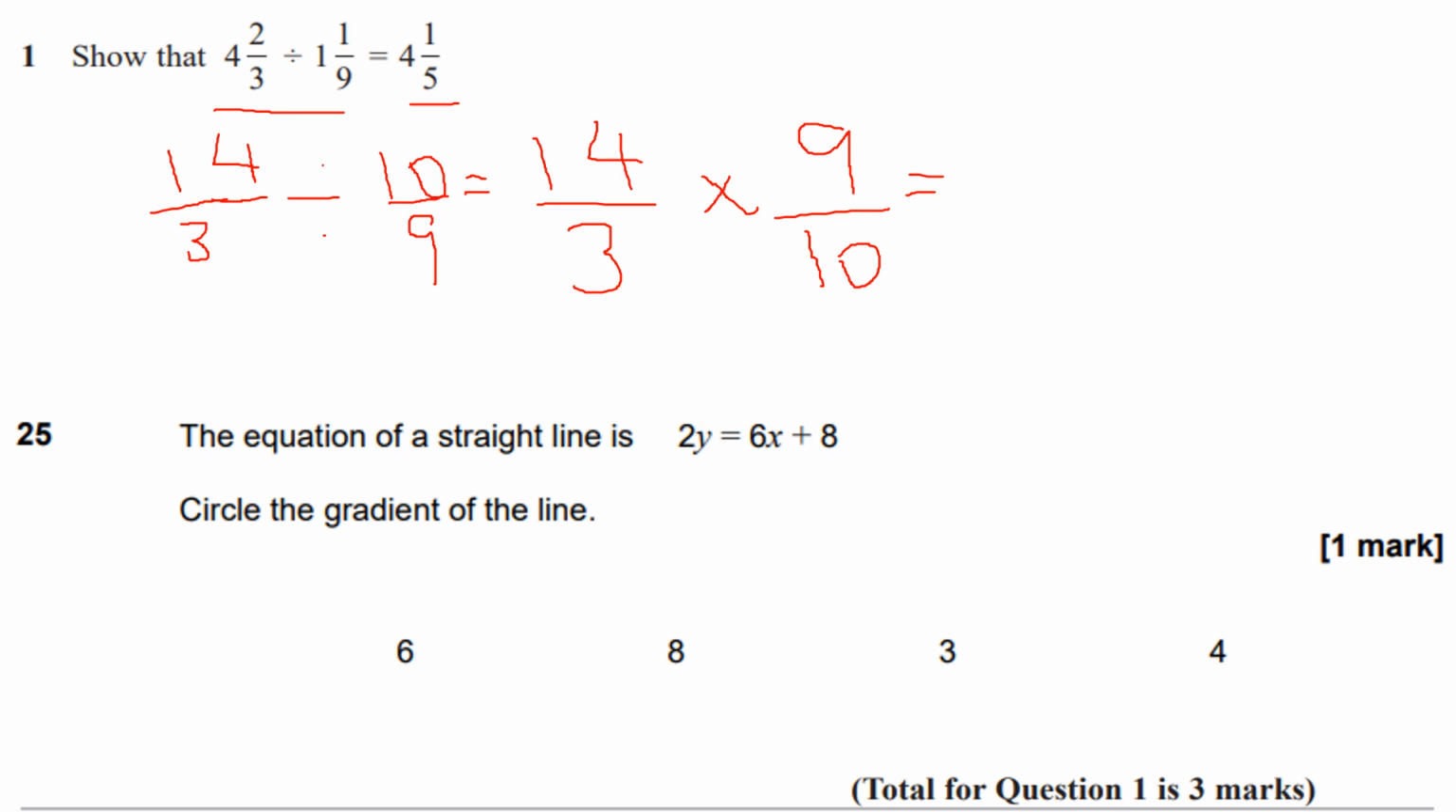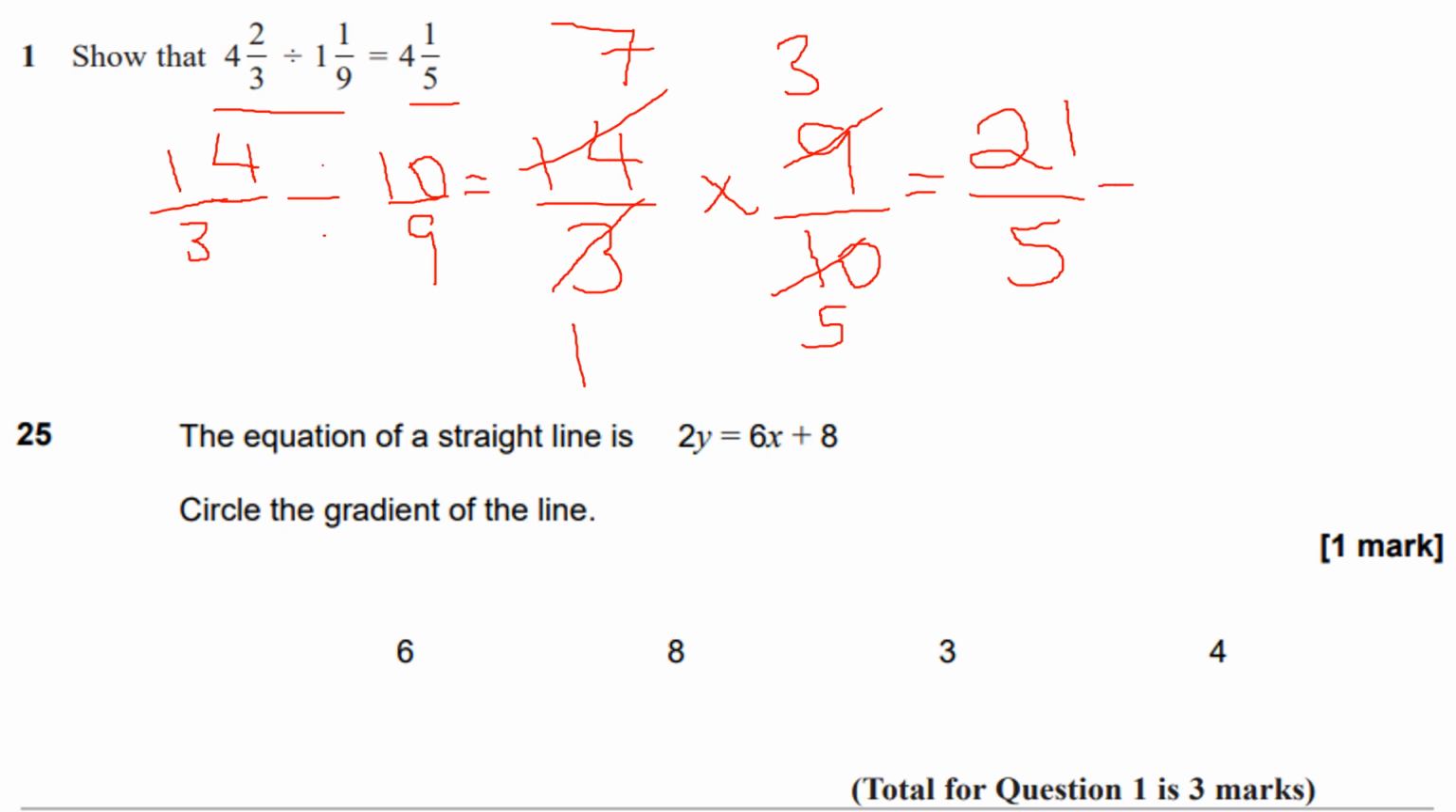Now here I can do a bit of cross cancelling, cross simplifying to make it a bit easier. So if I divide top and bottom of this part by 3, that goes to 1, that goes to 3. These are both even, so I can halve them. That will go to 5, and that will go to 7. So I'm going to have 7 times 3, which is 21, and then 1 times 5 is 5. So I'm going to have 21/5, which is my improper fraction.